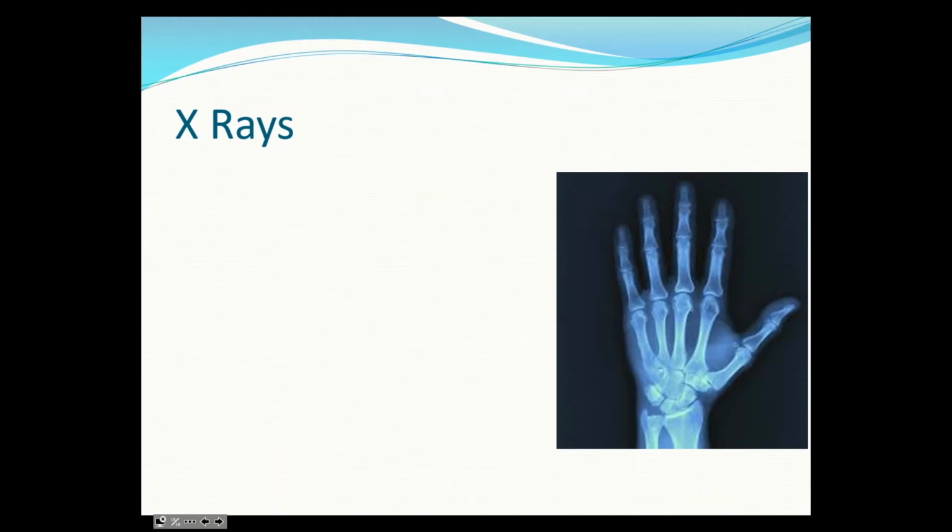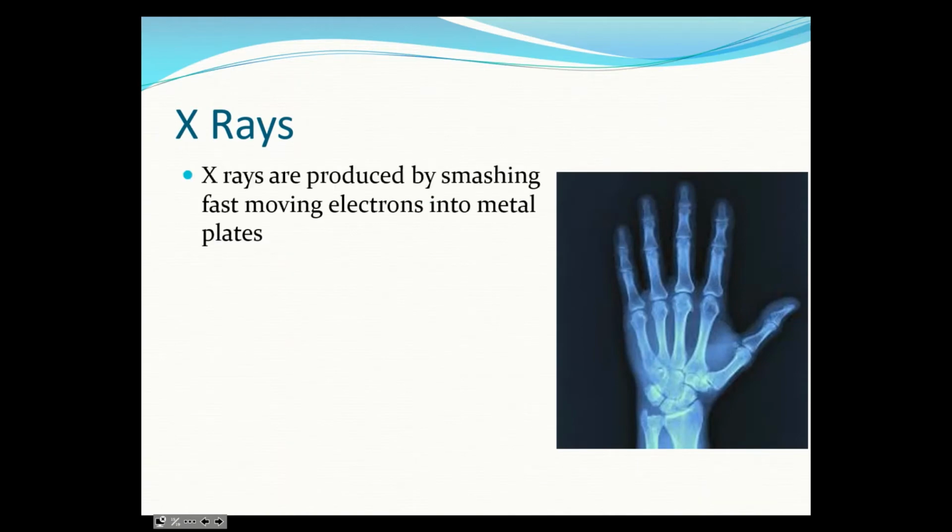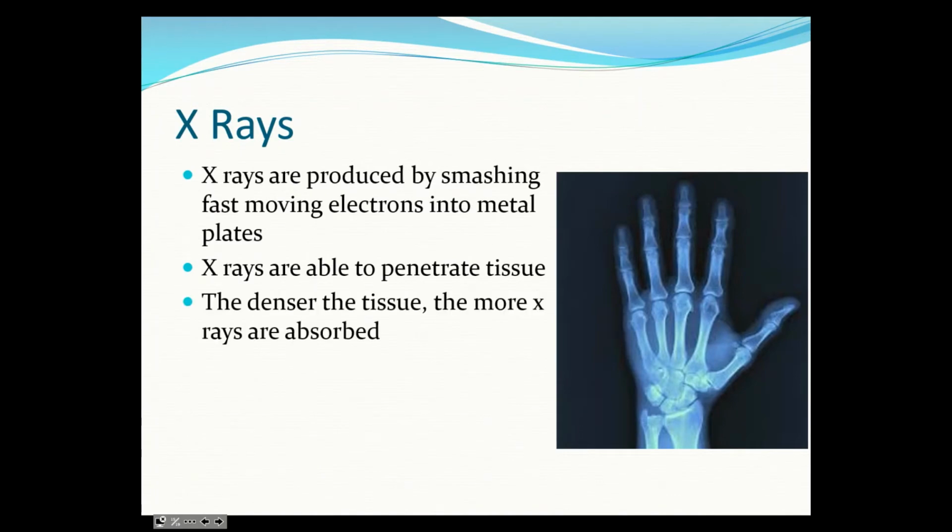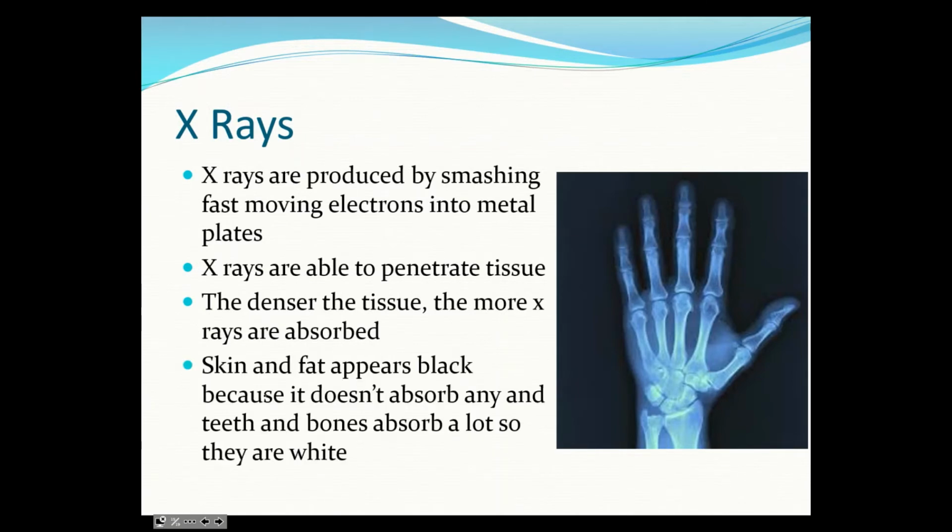So our next highest energy is X-rays, which I'm sure we've all heard of. X-rays are produced by smashing fast-moving electrons into metal plates. X-rays are capable of penetrating tissue. But what happens is the more dense the tissue, the more the X-rays are absorbed. So bones are very, very dense, so they absorb all the X-rays, but skin is not very dense, so the X-rays pass right through, and that's why it gives us this image. So skin and fat appear black because they don't absorb any, and teeth and bones absorb a lot, so they are white.